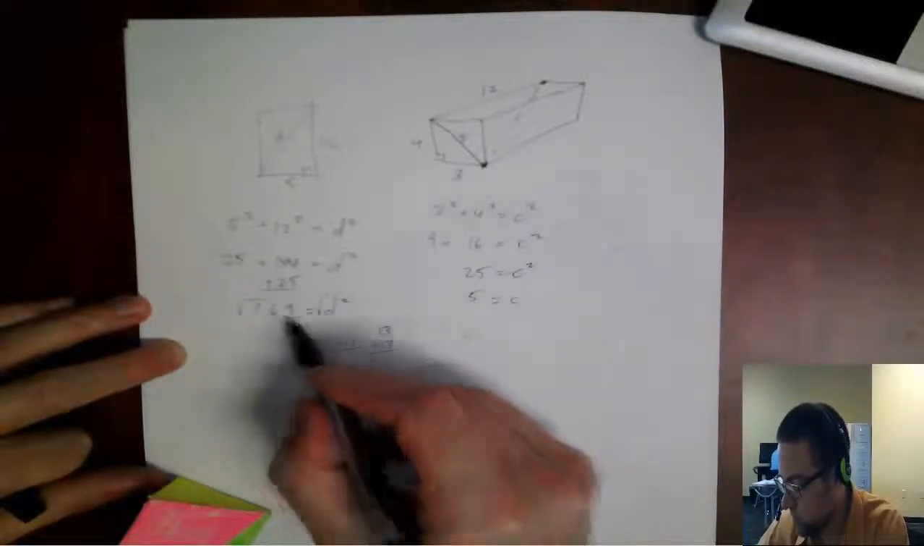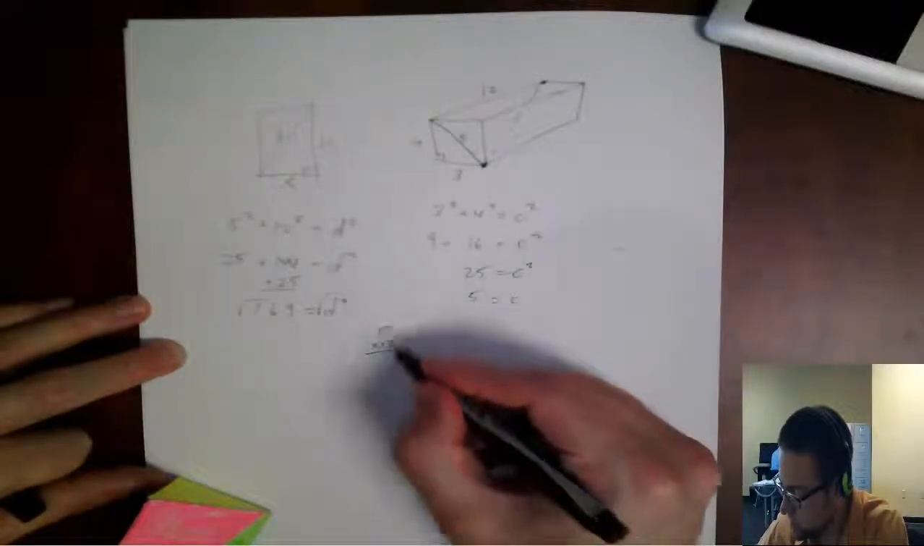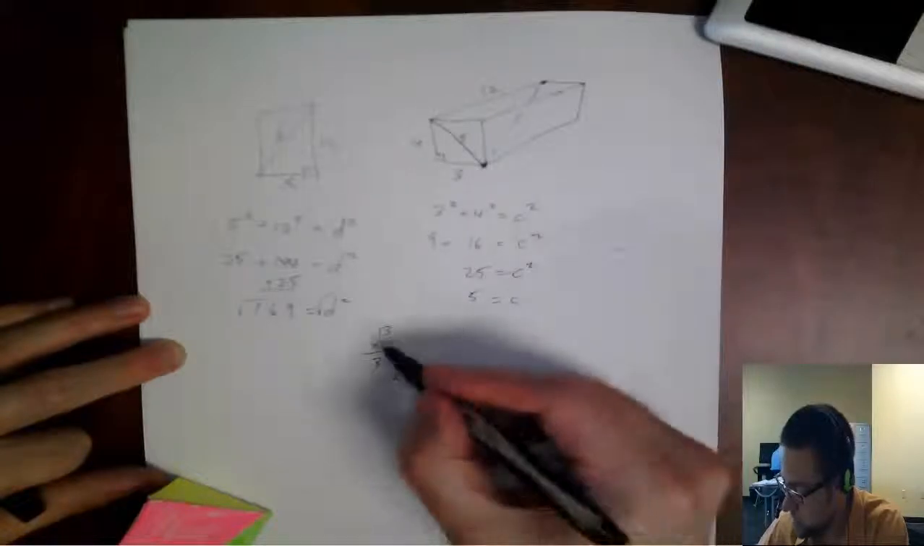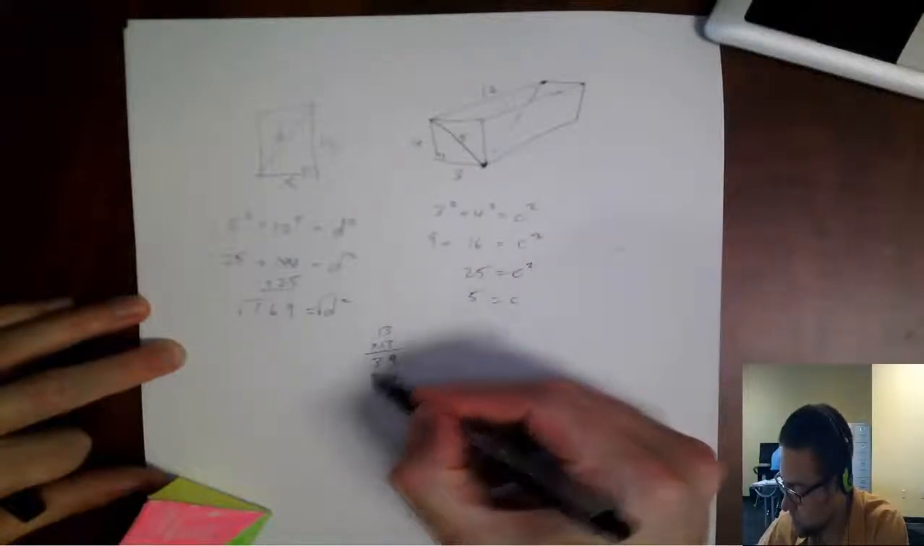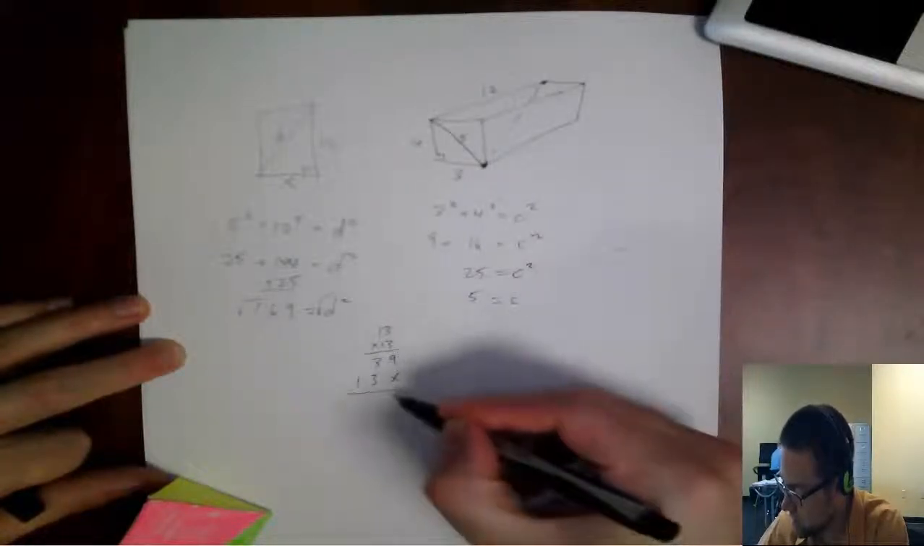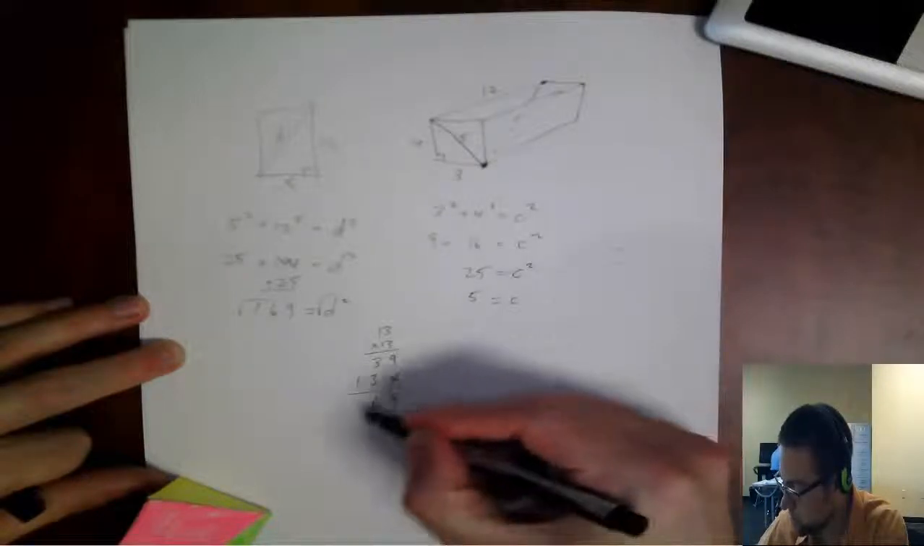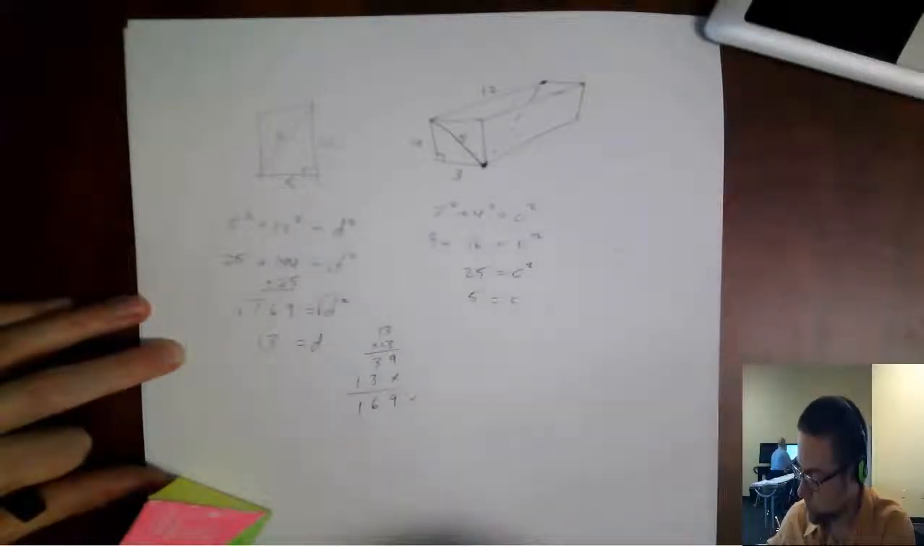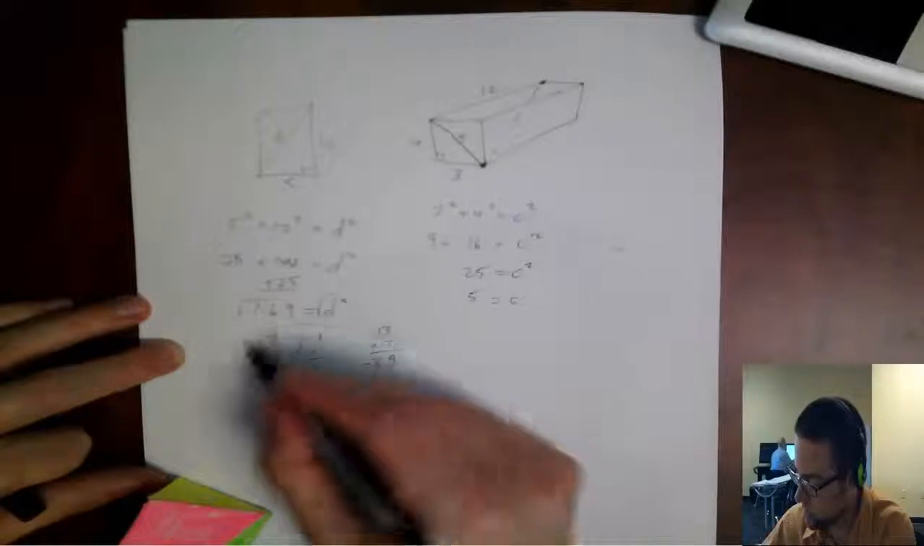I know it's more than 12. So let's see. 3 times 3 is 9. 3 times 1 is 3. Then you need a placeholder. 1 times 3 is 3. 1 times 1 is 1. And we get 9, 6, and 1. So 169 checks out. So D itself is equal to 13. Okay, so the diagonal is 13.